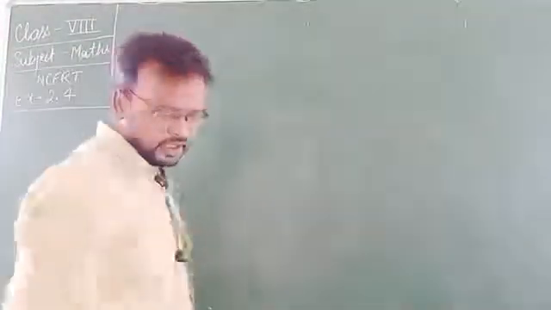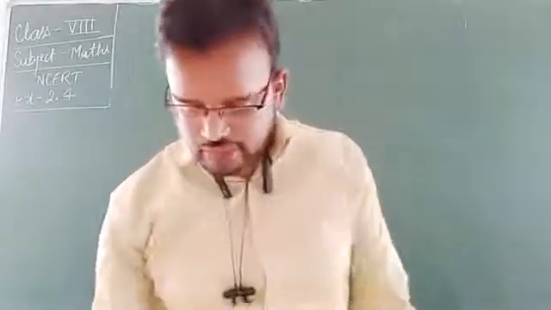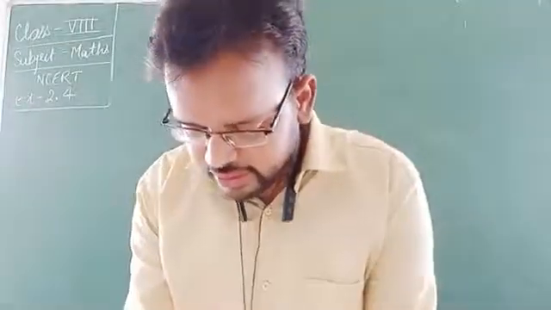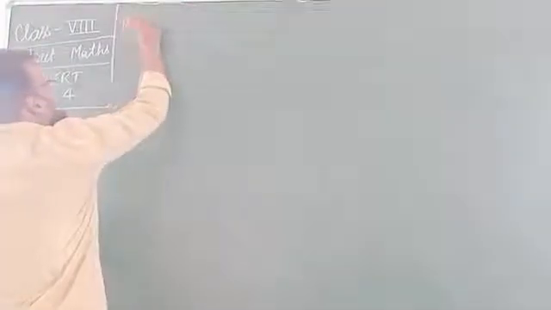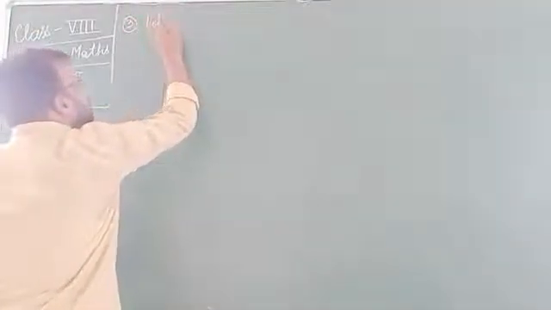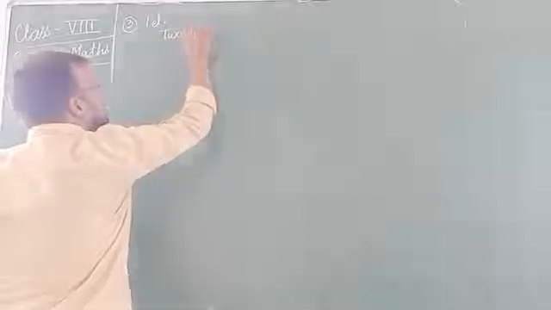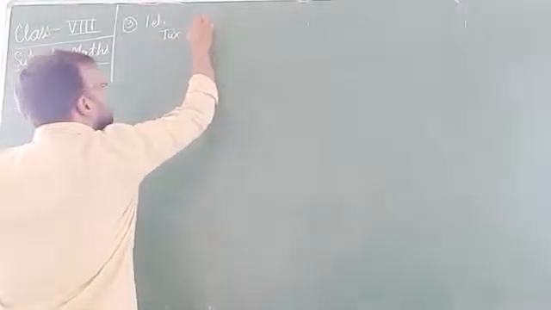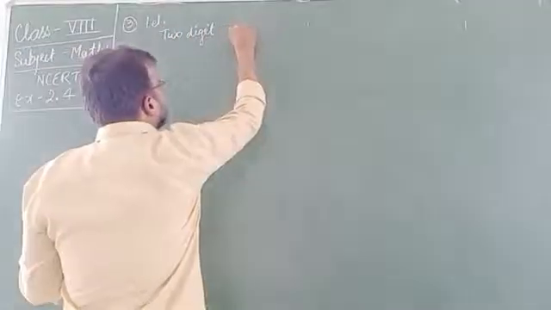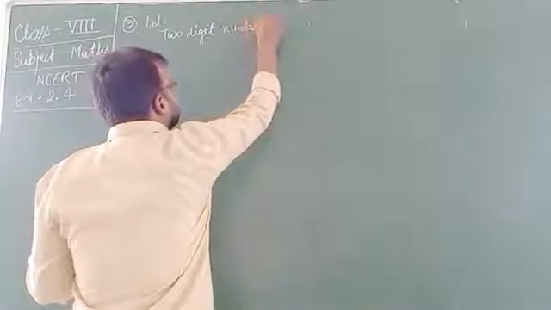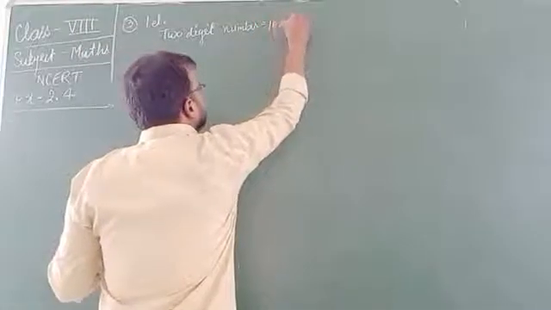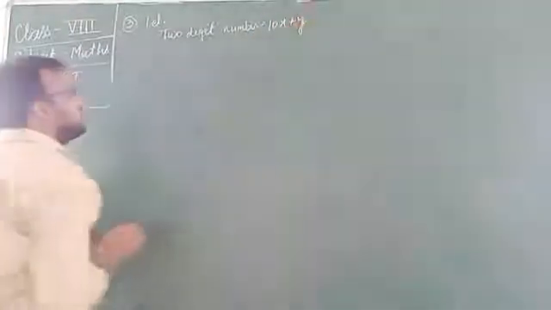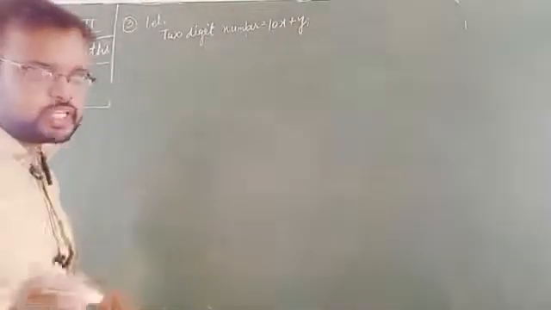See, question number 3 is given. The sum of the digits of a two-digit number is 9. So first of all, let the two-digit number equal 10x plus y.